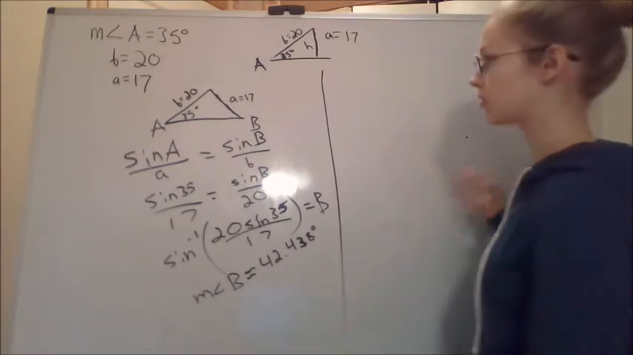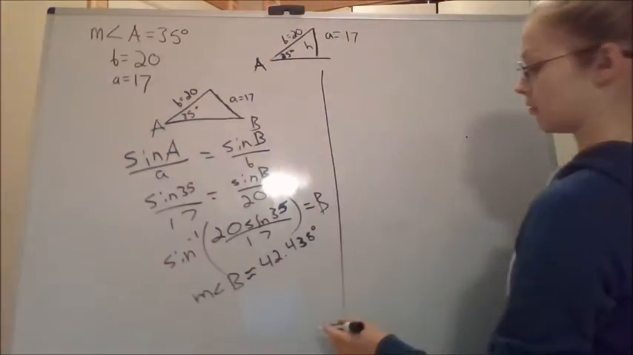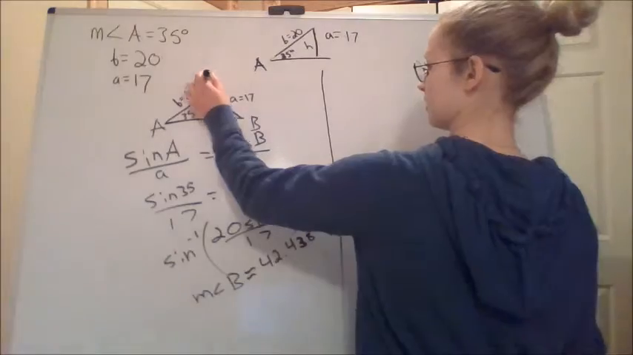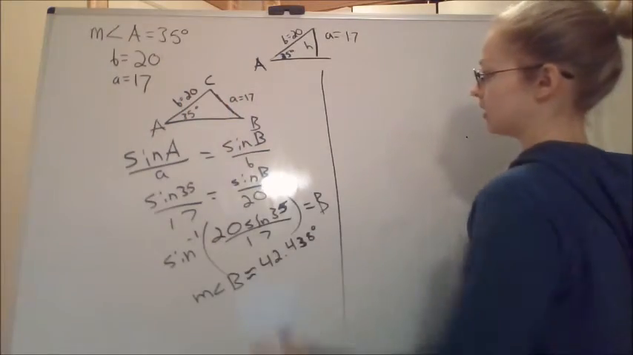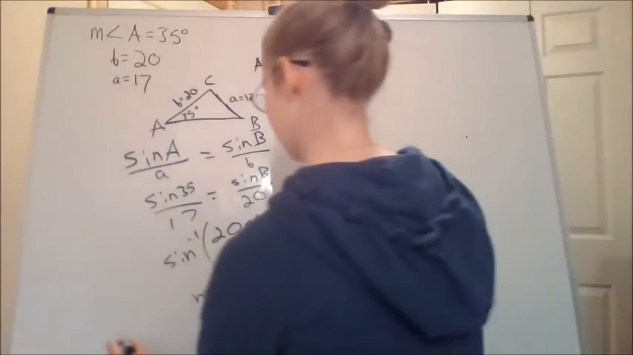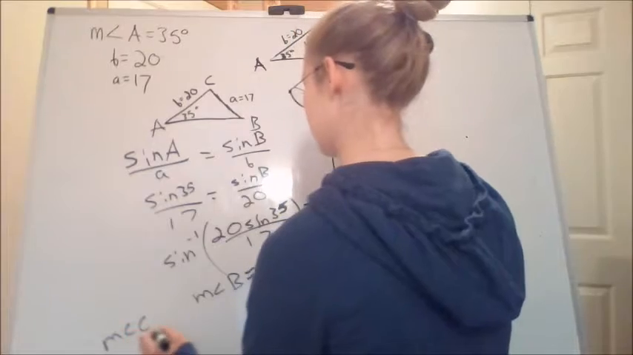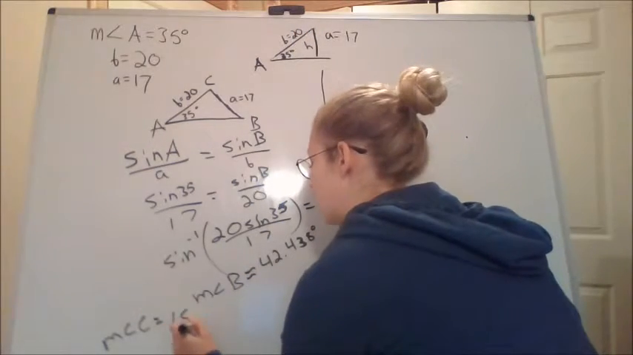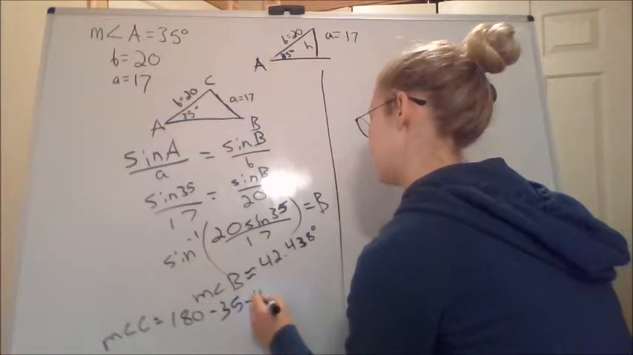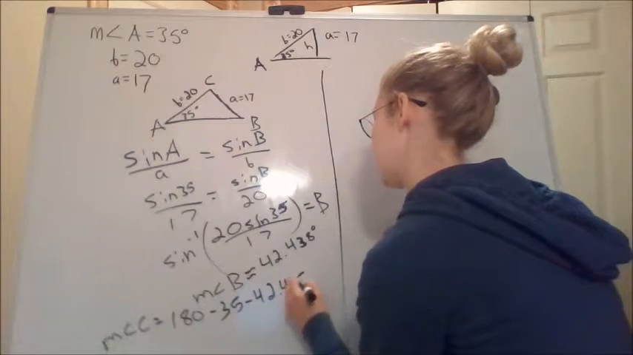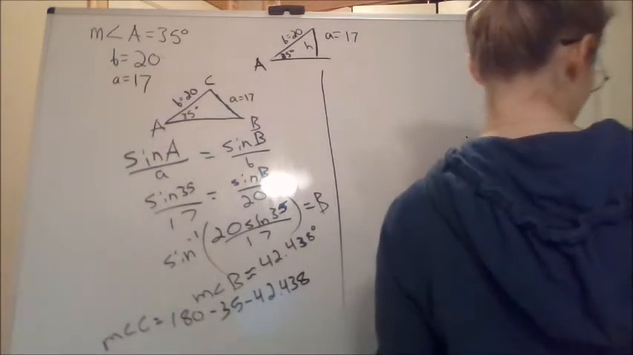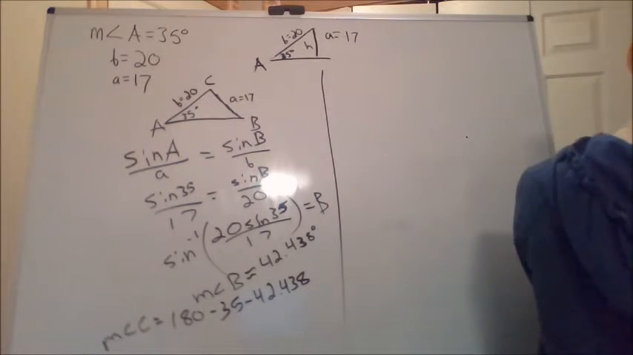To solve a triangle, we need 6 different pieces of information: 3 sides and 3 angles. So we have 1, 2, 3, and then we have 4 here. So we need to find angle C and side C. How we're going to do that is first for C, that's pretty easy. The measure of angle C is going to equal 180 minus 35 minus 42.438. We know this because all the angles in a triangle add up. If you add all those together, you're going to get 180 degrees.